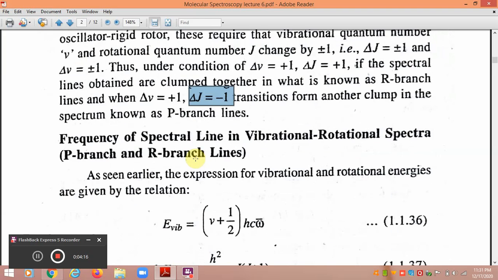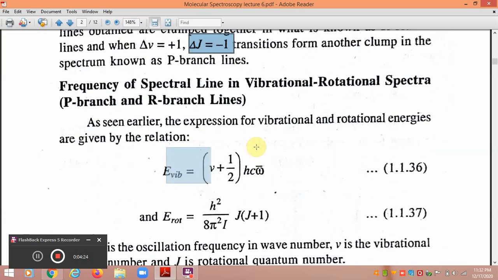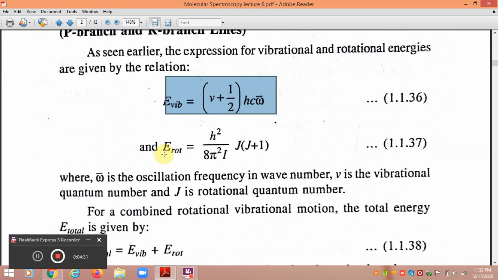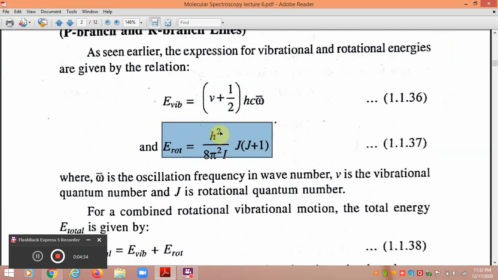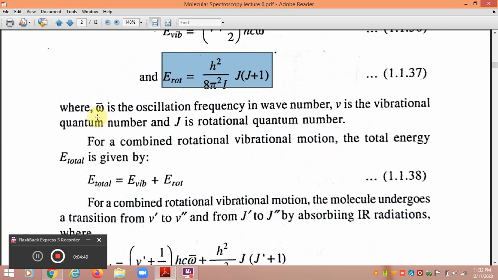For these two types of branch lines, we are able to determine the frequency of these lines. We already have the equation for the vibrational energy, (V + 1/2) h omega bar, that we discussed in vibrational spectroscopy. And the rotational energy level is given by h squared upon 8 pi squared I, into J into (J + 1), that we already discussed in the previous two types of spectroscopy separately. Here omega bar is the oscillation frequency, V is the vibrational quantum number, and J is the rotational quantum number.